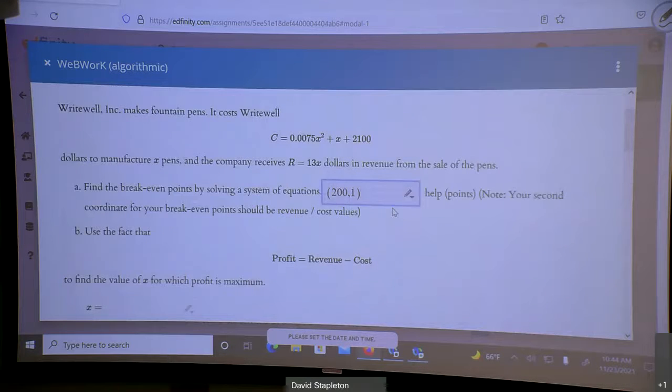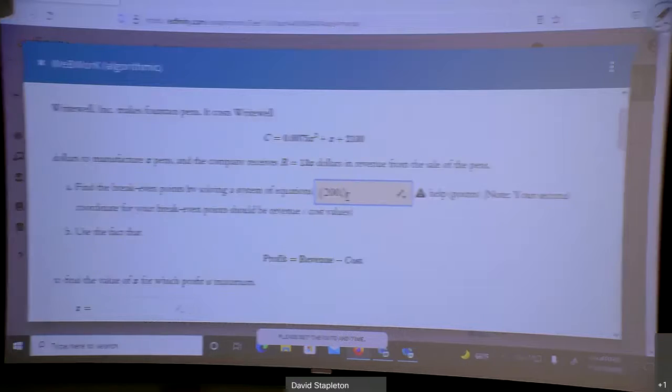Did not work. It says your second coordinate for your break-even point should be, let's see. Oh, it's 200, 2,600. The idea is that this point right here is the break-even point. X equals 200, and Y equals the revenue, the cost. So it should be 200, 2,600 is the solution. People online can't see this, I guess I should move it. That did not work. That one should work.